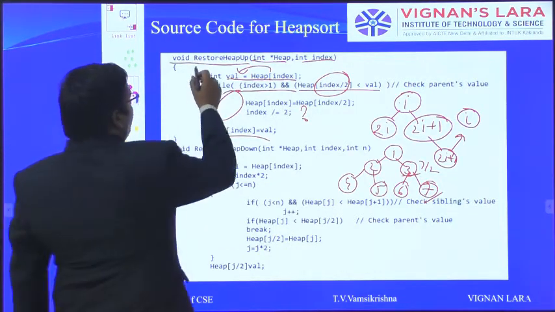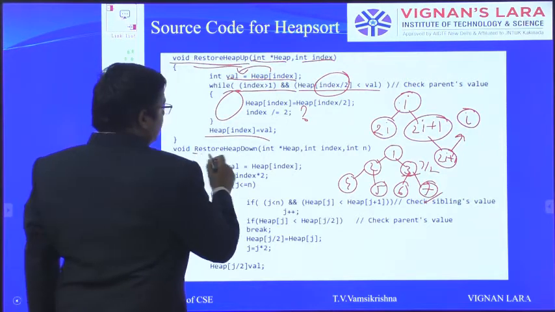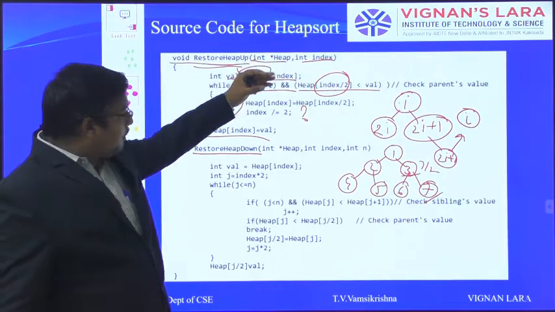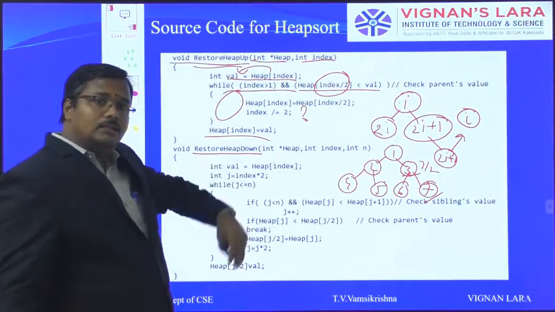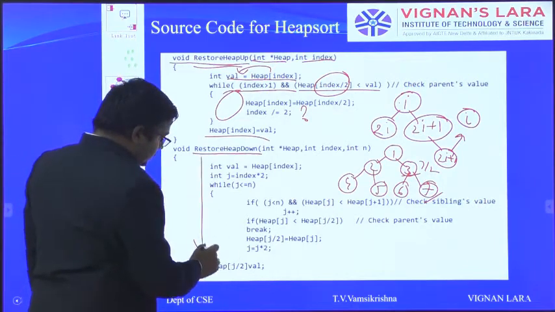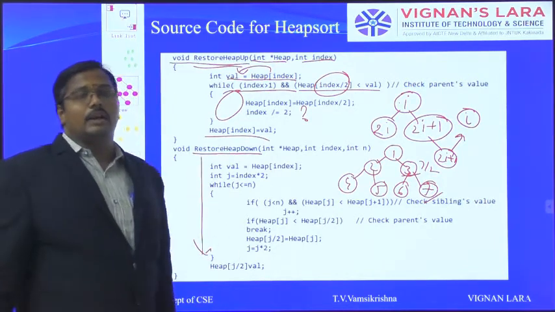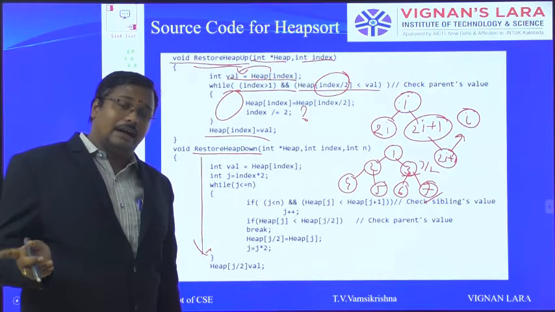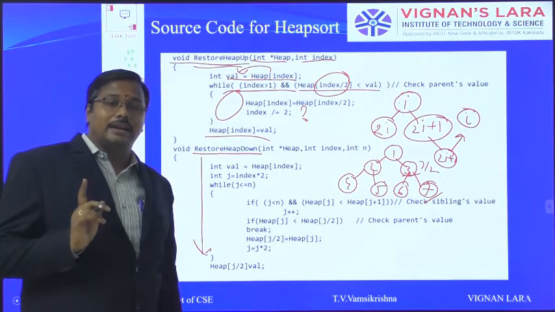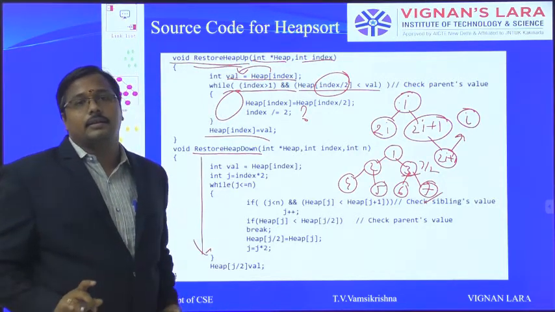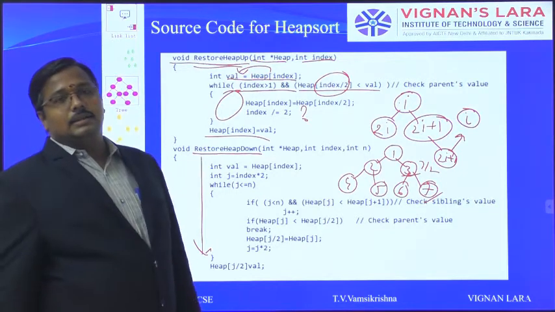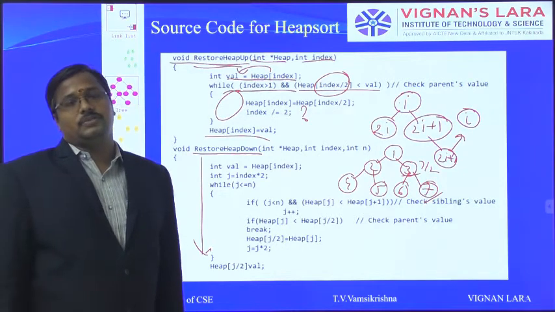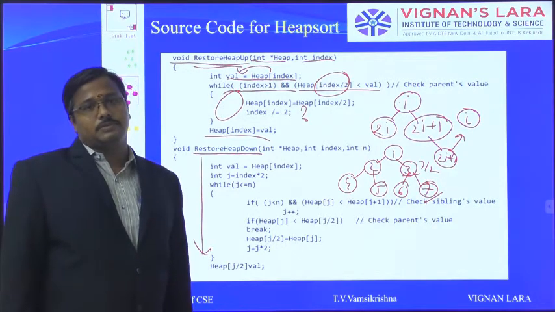Restore heap down means when we are deleting an element, from the top position we need to check the maximum value and swap. So we are doing these things. These two functions we use to construct the heap, delete elements one by one, and adjust the heap. At last we get sorted elements in an array. So this is the concept of heap sort.